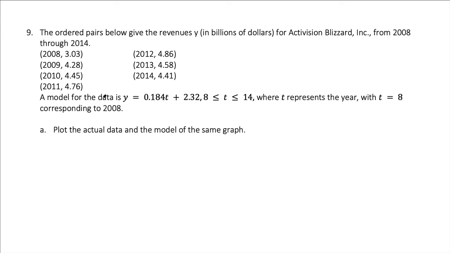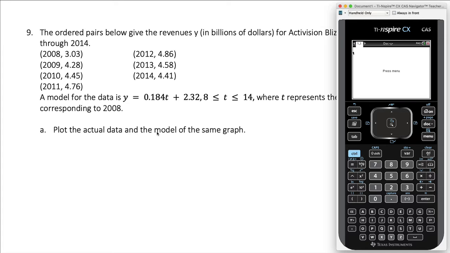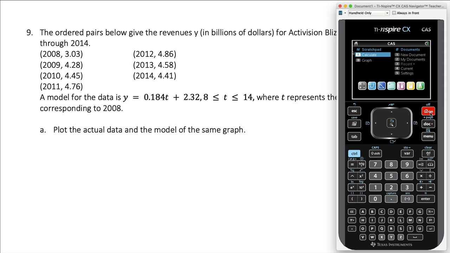So we've got these ordered pairs, and we already know the model for the data, but we'd like to plot the data and the model. So we're going to go to our graphing calculator. We'll go ahead and plot these. So first we need to input our data. So we'll create a new spreadsheet, and that's right here.